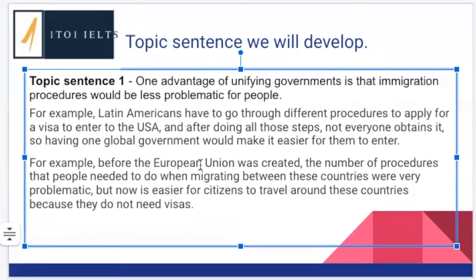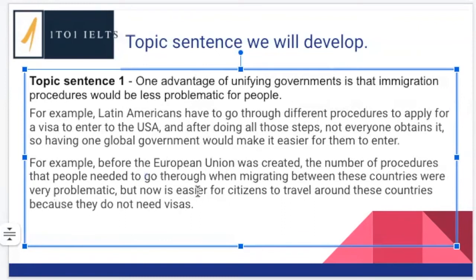So it looks specific. Let's try and fix a bit of language here. So before the European Union was created, the number of procedures that people needed to do. Again, I quite like this: go through. It's slightly more natural. When we talk about procedures, we go through a procedure. Do is possible. I just think this is a little bit more specific or a bit more natural. The number of procedures that people need to go through when migrating between these countries.